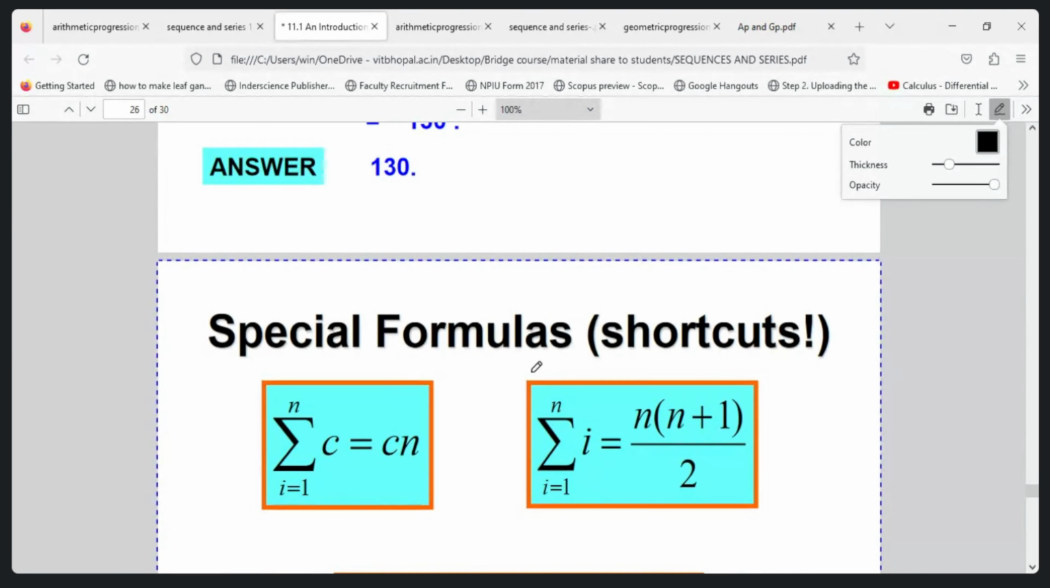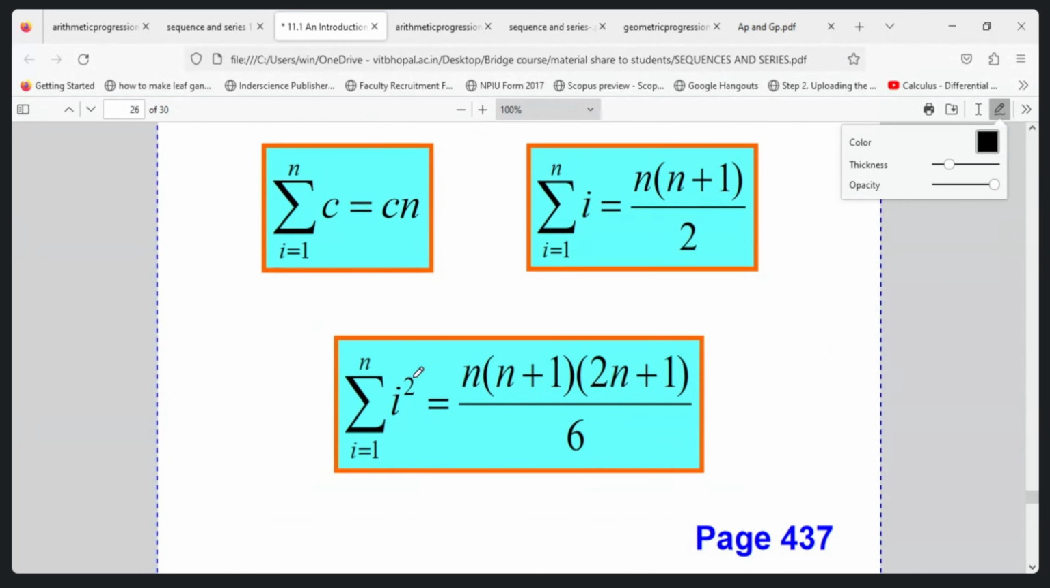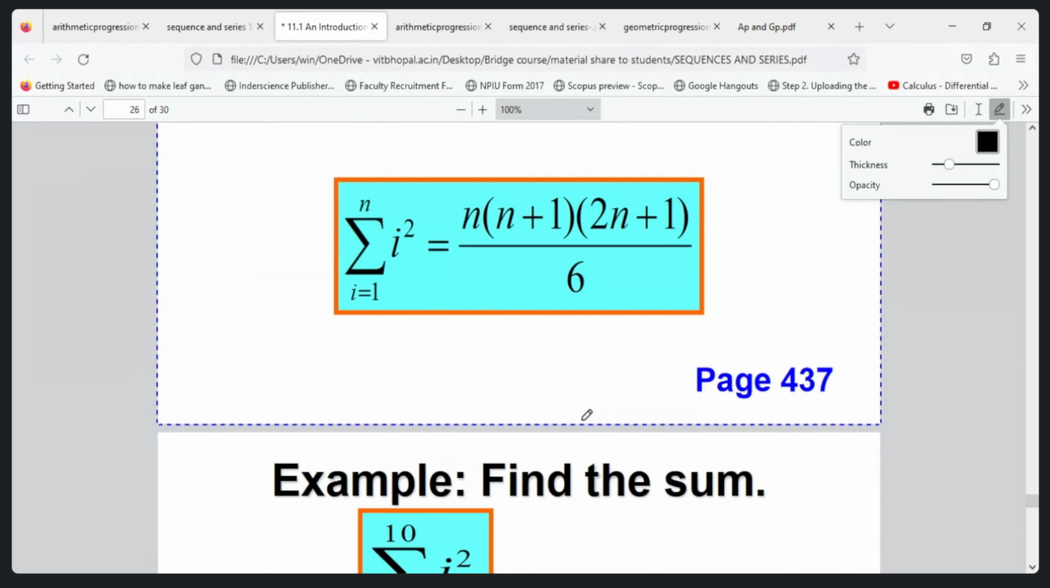Special or shortcut formulas for the series are sometimes needed. The summation of c for i equal to 1 to n equals cn. The summation of i for i equal to 1 to n is n(n plus 1)/2. The summation of i square is n(n plus 1)(2n plus 1)/6. So you have to remember these kinds of formulas.